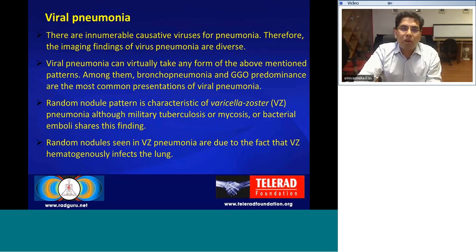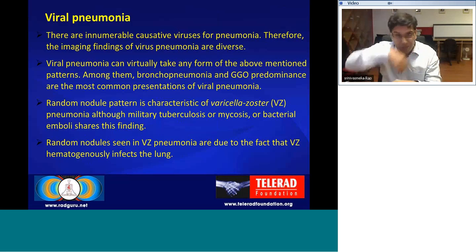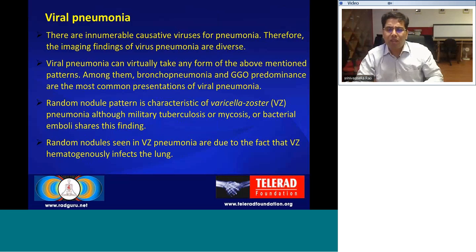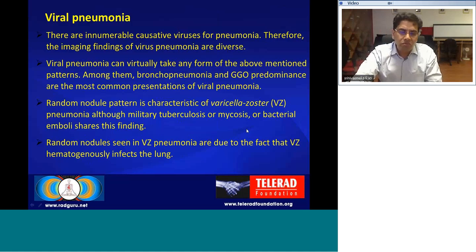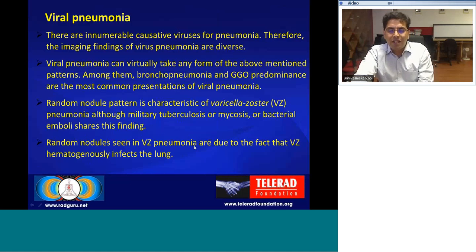you can think of a Legionella pneumonia here. Now viral pneumonias: there are numerous viruses that cause these pneumonias. They can present in any form we have discussed so far, but bronchopneumonia and ground glass predominance are the most common presentations of viral pneumonia. A random nodule pattern is not very common, but it's often seen in varicella zoster infection. When you see randomly distributed nodules, you can infer that it is a hematogenous spread.